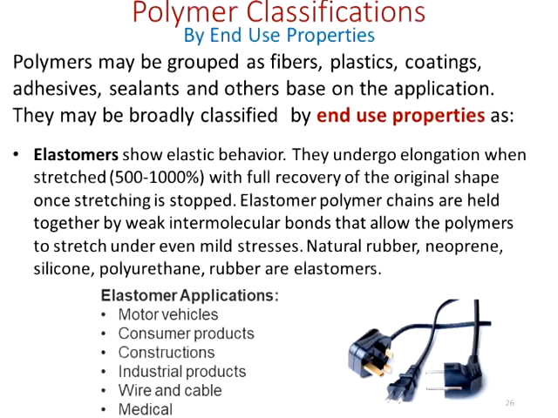Elastomers are used extensively for motor vehicle applications. Then we have a number of consumer products, the construction industry, industrial products, wiring and cable, and medical devices alike. Many of them will fall within the elastomer category, based upon their in-use properties.